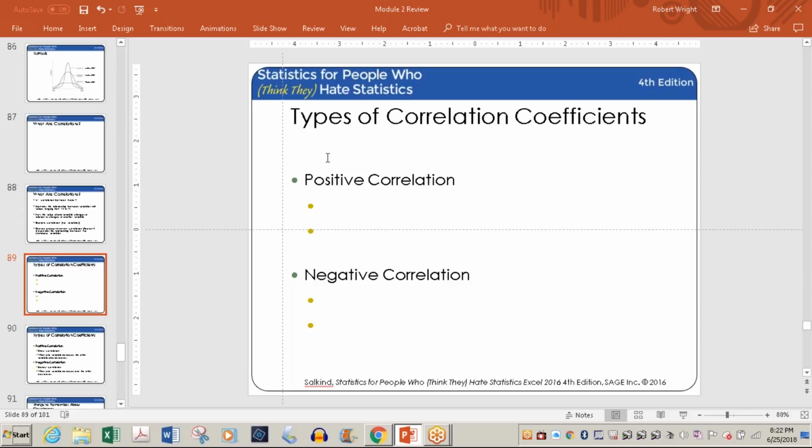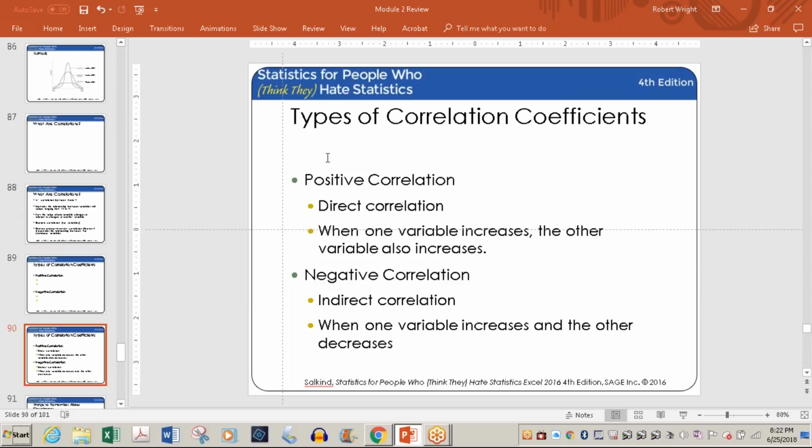So you have positive and negative correlations, and the strength of them is not in the positive or negative, it's how close or how far away from one those correlations get. Positive correlations are also called direct correlations. Again, when one variable increases, the other variable increases. Negative or indirect correlations, when one variable increases, the other decreases.